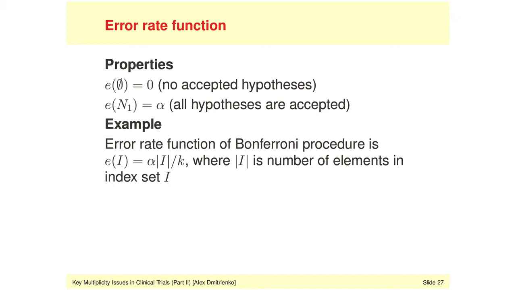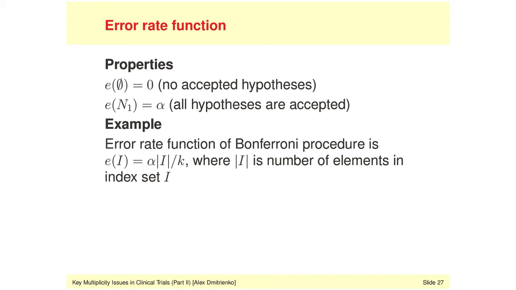It will be quite helpful to give an example. When we started working on multi-stage parallel gatekeeping procedures, we derived the error rate function of the Bonferroni procedure. This error rate function is given by alpha times the number of elements in the index set I divided by k, where k is the total number of hypotheses in the primary family. This simply means that the error rate function of the Bonferroni test is proportional to the fraction of accepted hypotheses in the primary family. As we said a minute ago, if no hypotheses are accepted, the error rate function is equal to 0.